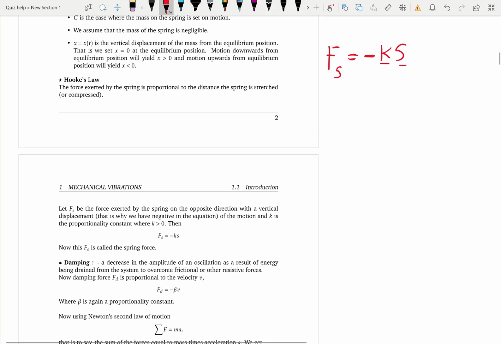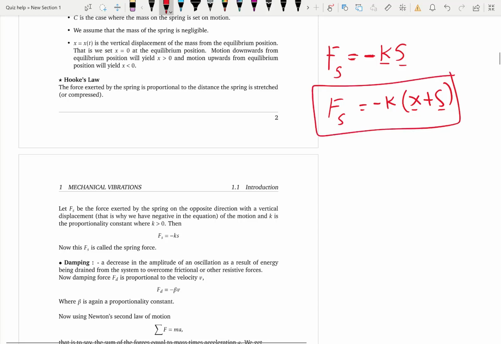Now this is the instantaneous stretch. And then during the motion, it's negative K times (X plus S), right? The displacement plus the stretch. Overall, that is the total stretch, right? The displacement plus that instantaneous stretch. So this is Hooke's law.